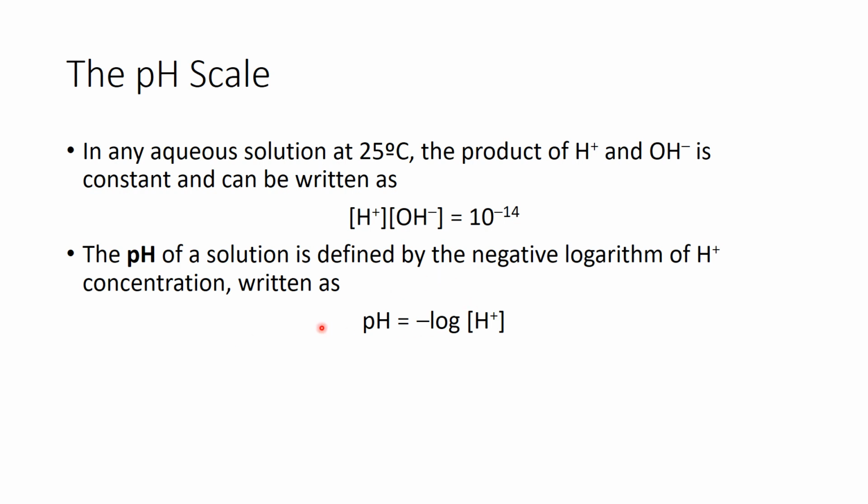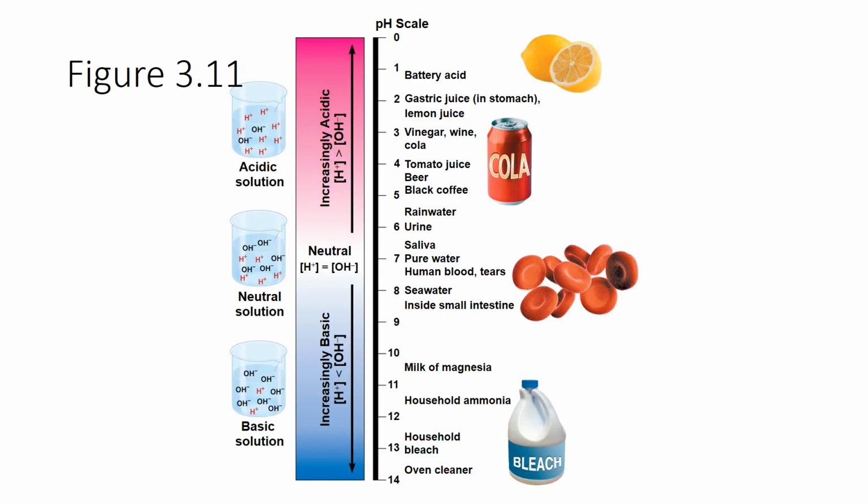The pH of a solution is defined by the negative logarithm of the hydrogen ion concentration, and it ranges from 0 to 14, and right in the middle at 7, that's a neutral solution. So anything below 7 is going to be acidic. Anything above 7 is going to be basic. So at neutral pH, the concentration of the hydrogen ions and the hydroxide ions are equal.